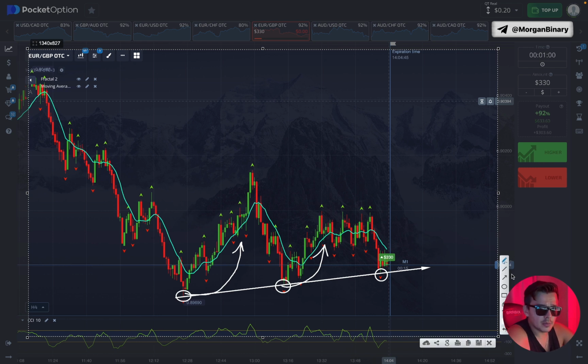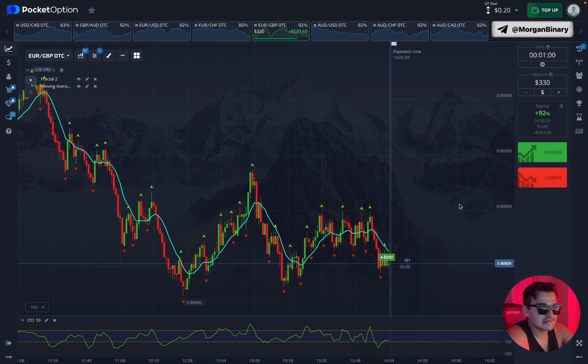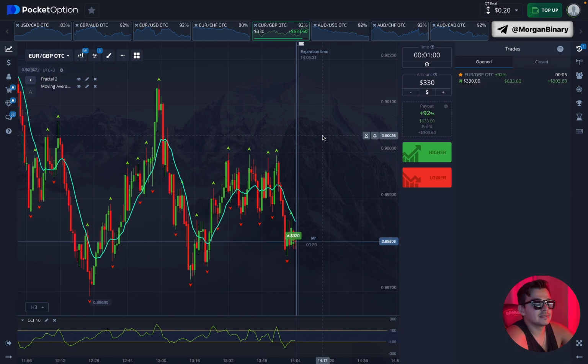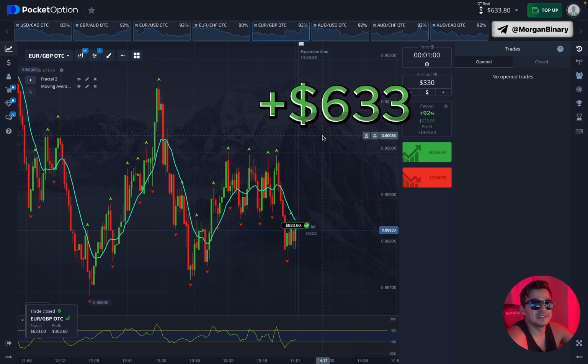I'm also seeing the price leave the oversold zone on my oscillator, and a local minimum was formed according to the fractal. That's why I opened this long trade. Let's see the result. And this trade closes in profit.